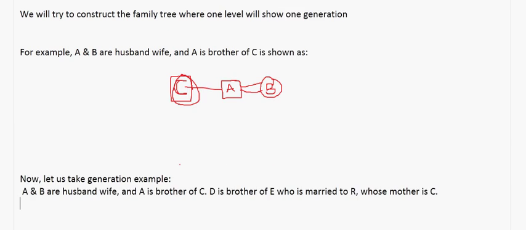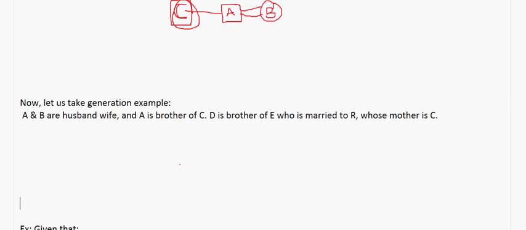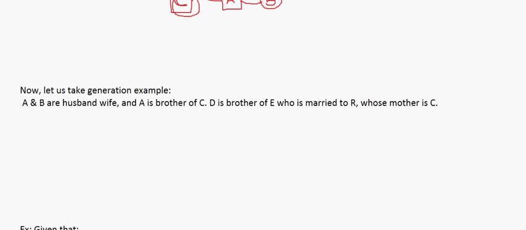Now let's make it a little complicated. Here we have added a generation as well, right? The first statement is the same. A and B are husband and wife. A is brother of C. We don't know the gender of C, so let's keep it empty. Let's not draw any shape around it. D is brother of E. We don't know anything about how D and E are related to A, B, C. Let's not deconstruct this statement.